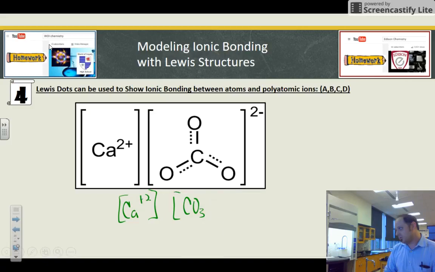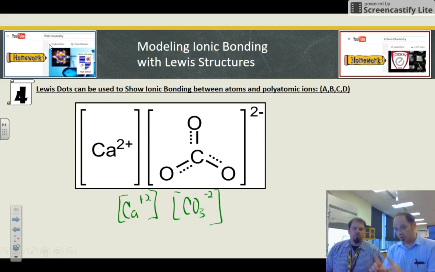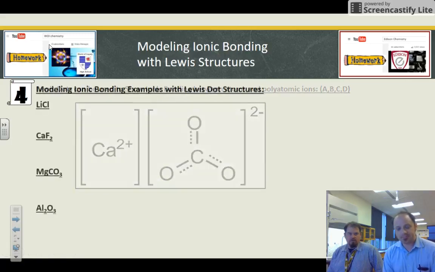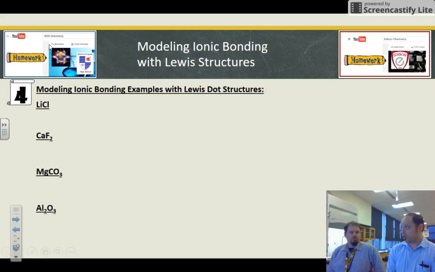I would say that both of us don't mind if the charge is inside the bracket or outside the bracket. It doesn't really matter, but it's got to be uniform, in the top right corner somewhere, either inside or outside the bracket. So the plus 2 and the minus 2 are equal in magnitude, opposite in charge. These two ions would cancel each other out and make what we call an ionic compound. Very neutral.